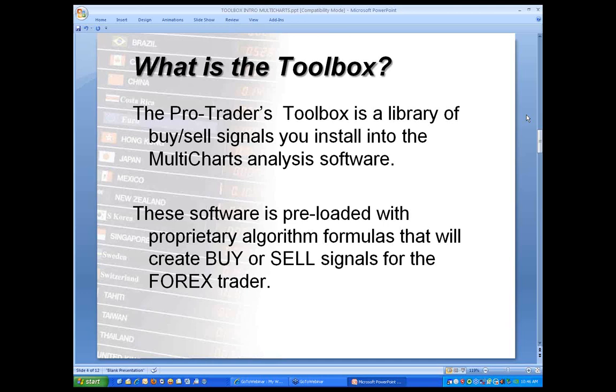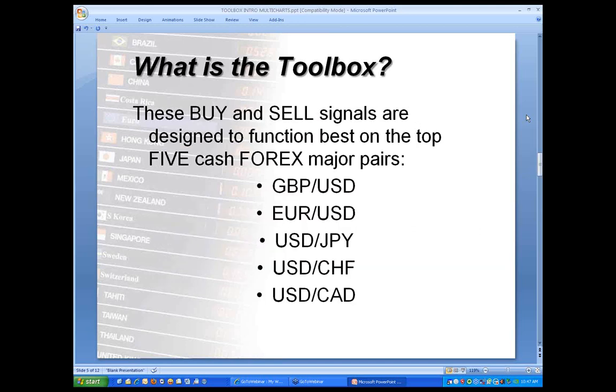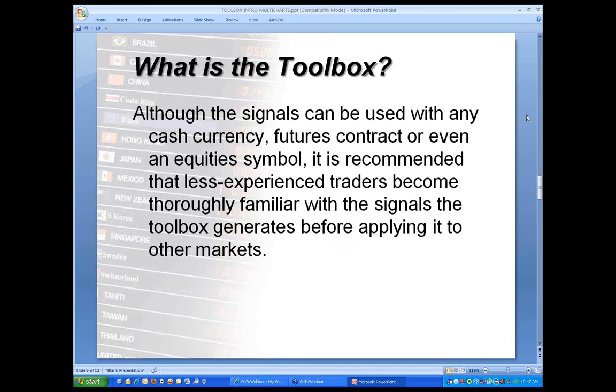So what is the Toolbox? Well, the Toolbox is a library of buy or sell signals you install into the Multicharts analysis software. The software is preloaded with proprietary algorithm formulas that will create buy or sell signals for the Forex trader. Now, it's important to note that the buy or sell signals are designed to function best on the top 5 cash Forex major pairs. This is where 90% of the liquidity in the market and opportunity comes from, in my view. That's pound, euro, yen, Swiss franc, and Canadian dollar, all traded against the U.S. dollar. However, it's important to note, too, the signals can be used with any cash currency signal.